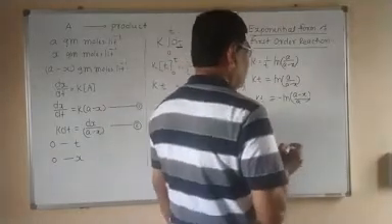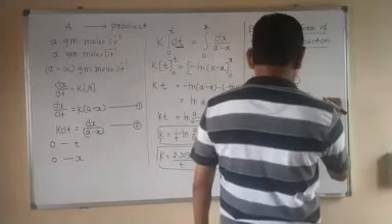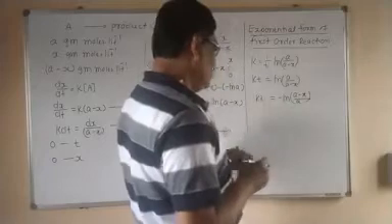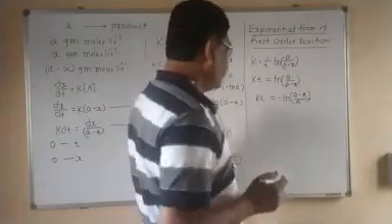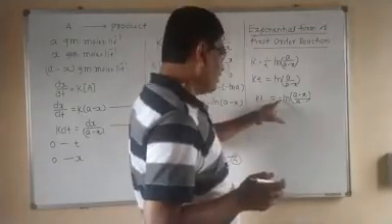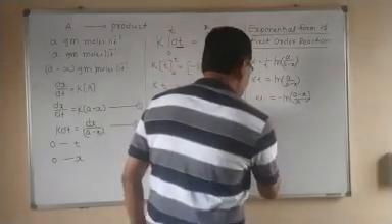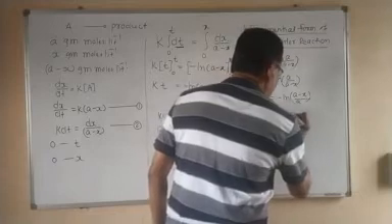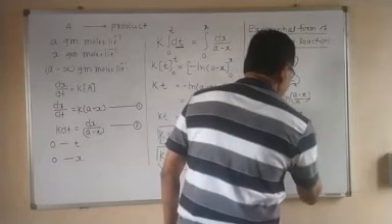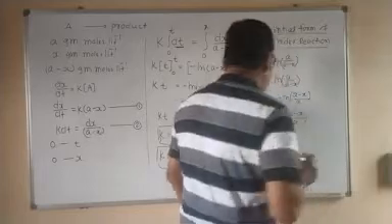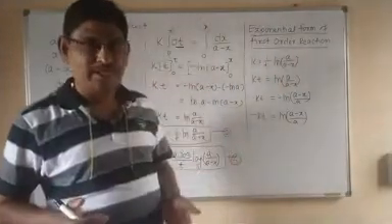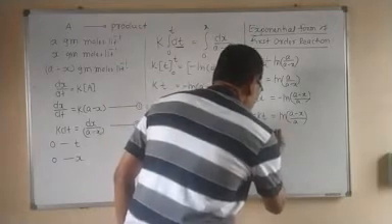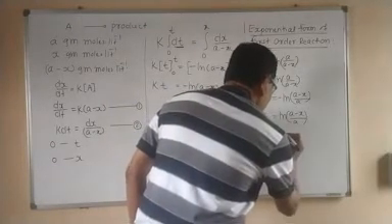Now taking the exponential of both the sides. Before it, the negative sign has to be shifted here. It is minus kt is equal to ln of a minus x over a. Now take the exponential of both sides. It is e raised to minus kt, it will be of course a minus x over a.